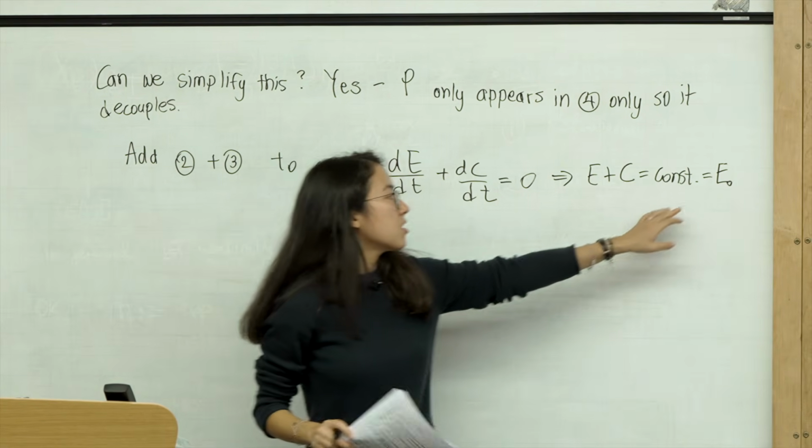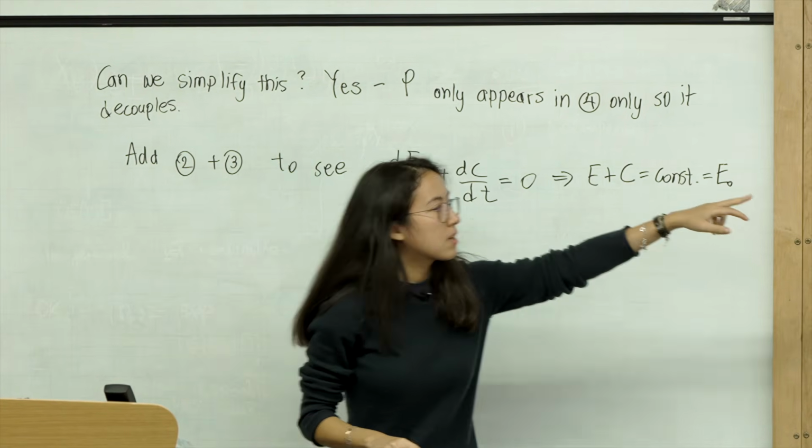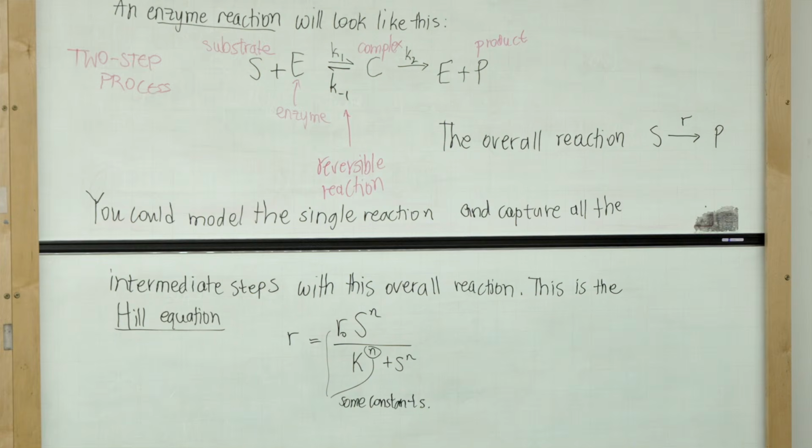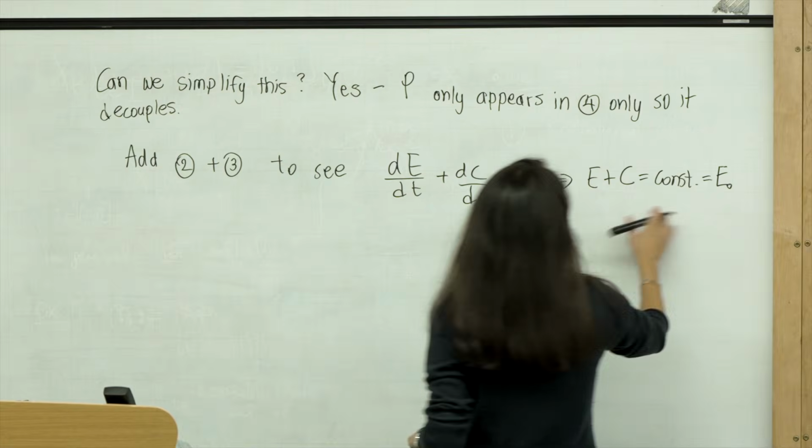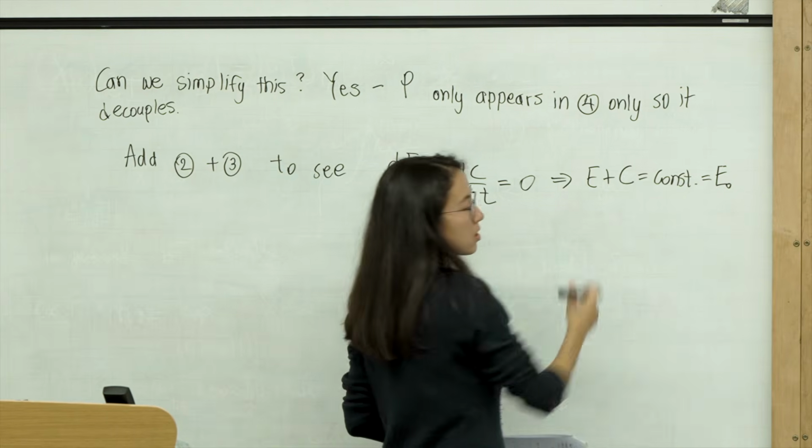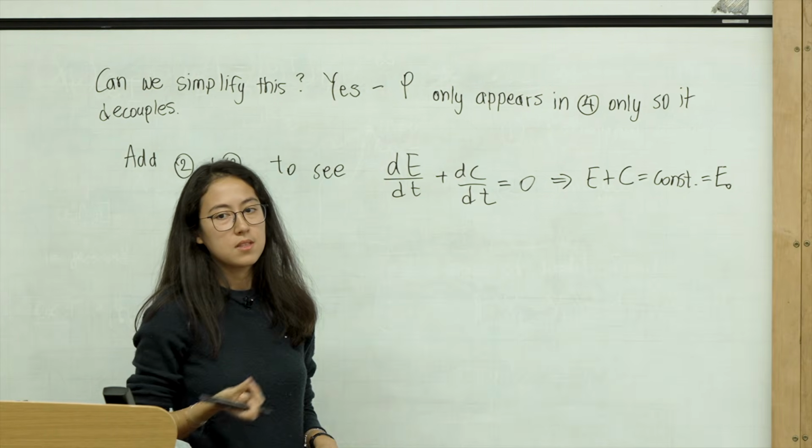Why did I name it E0? Because at the initial time, if you look at that reaction that I have over here, you don't have any of the complex at time 0. So you only have the enzyme. But it also tells us that the enzyme concentration is being conserved during the process. This is what this says.